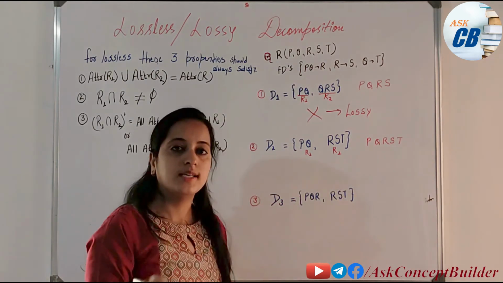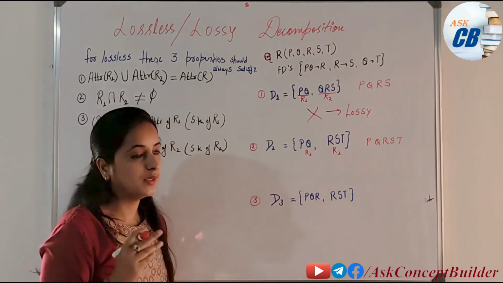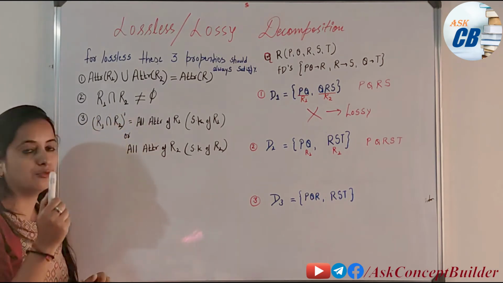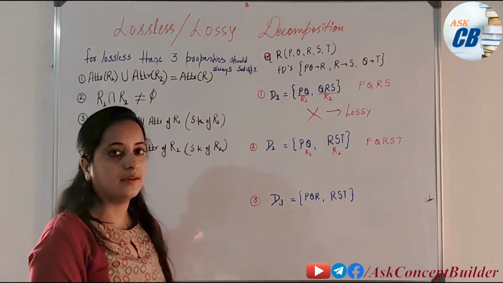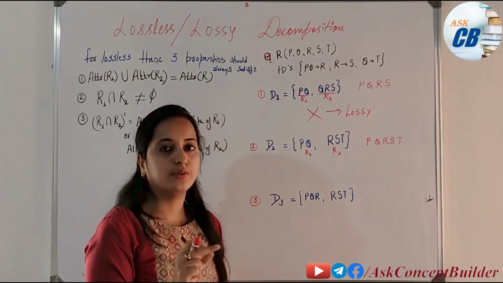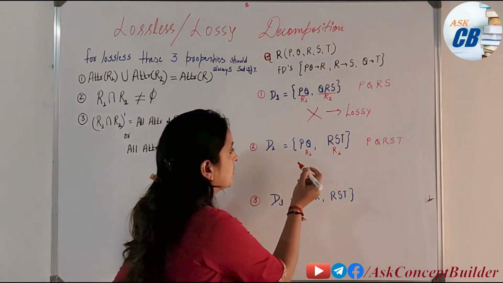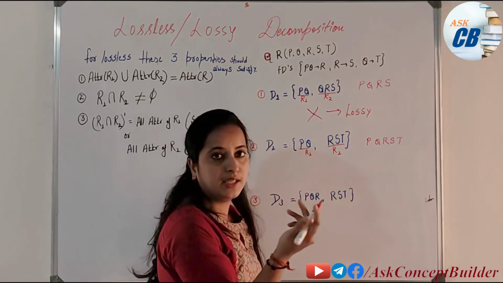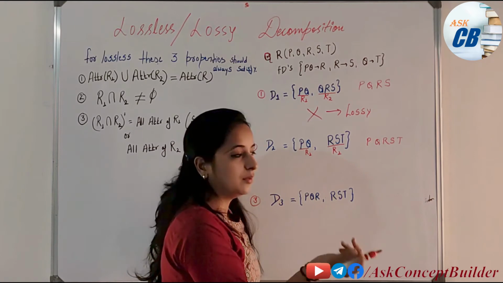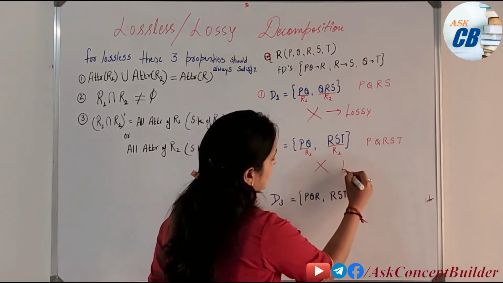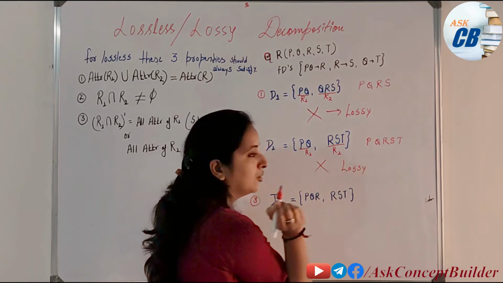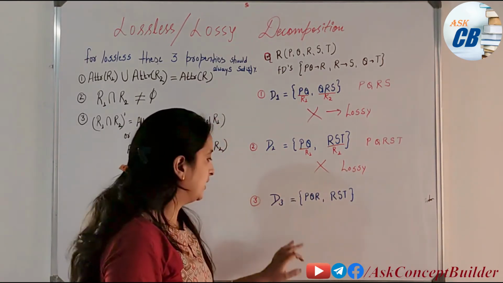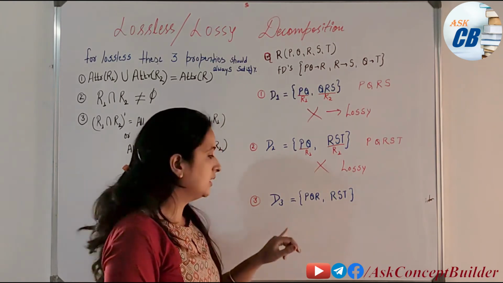Now we have to move to the second point, because these three properties should be satisfied. Now what is the second point? R1 intersection R2 should not be equal to empty set, meaning we should have at least one common attribute between these two relations. Now the attributes of this are PQ and of this are RST. We are not having any common attribute between them, so again we can clearly say that this is not lossless, this is a lossy decomposition.